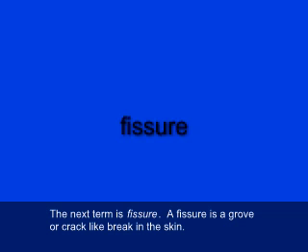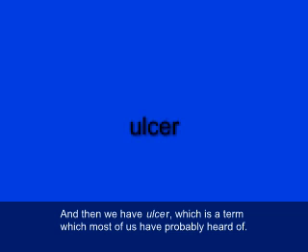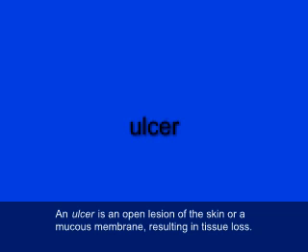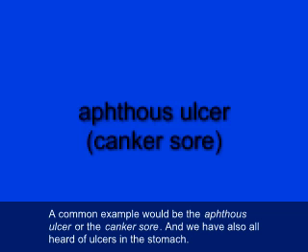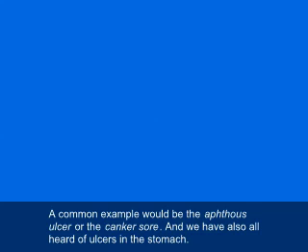The next term is fissure. A fissure is a groove or crack-like break in the skin. Then we have ulcer, which is a term most of us have probably heard of. An ulcer is an open lesion of the skin or a mucous membrane resulting in tissue loss. A common example would be the aphthous ulcer or the canker sore, and we have all heard of ulcers in the stomach.